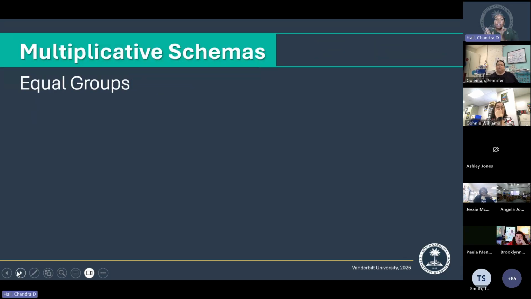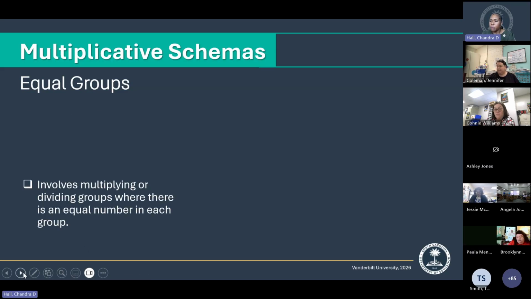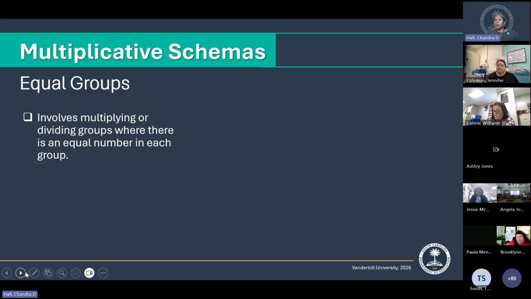Okay, now those are all the additive schemas, and although it says additive, that is a little confusing. It does involve, as you saw, difference problems as well, subtraction. So let's move on to the multiplicative schemas. The first one we're going to start with are equal groups. And these involve multiplying or dividing groups where there is an equal number in each group.